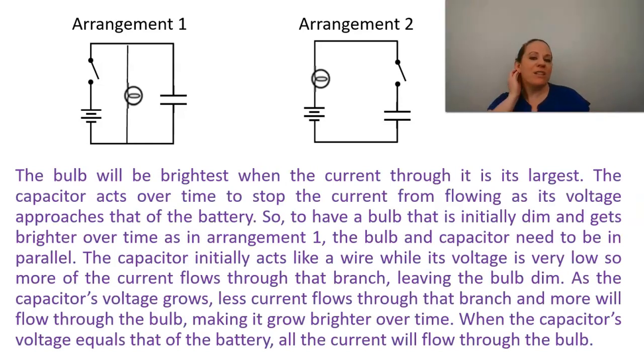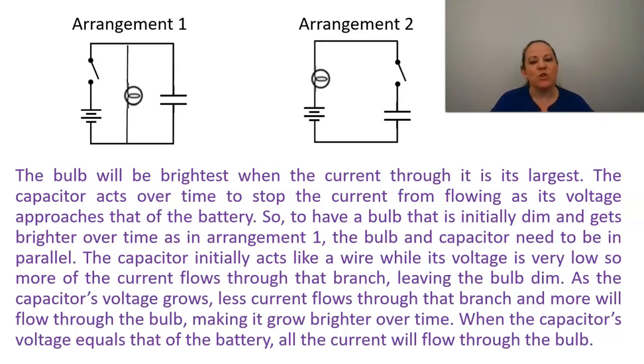So the bulb will be brightest when the current through it is its largest. The capacitor acts over time to stop the current from flowing as its voltage approaches that of the battery. So to have a bulb that is initially dim and gets brighter over time, as in arrangement 1, the bulb and the capacitor need to be in parallel. The capacitor initially acts like a wire while its voltage is very low, so more of the current flows through that branch, leaving the bulb dim.